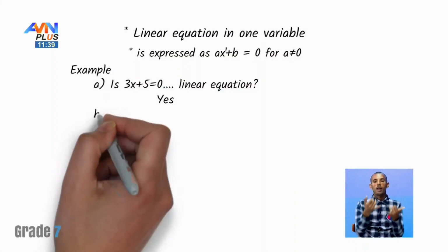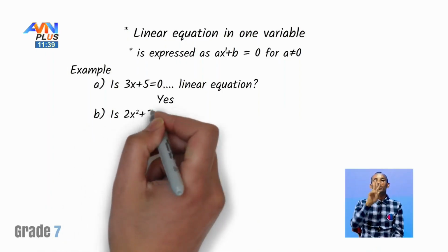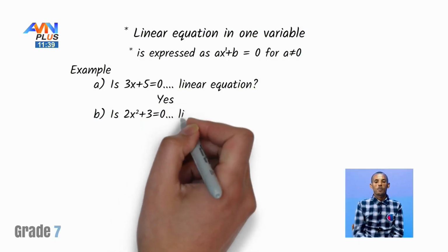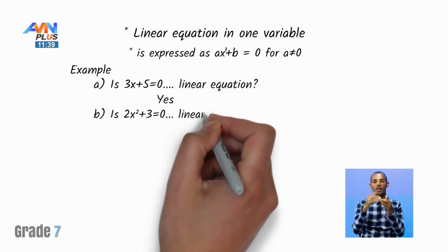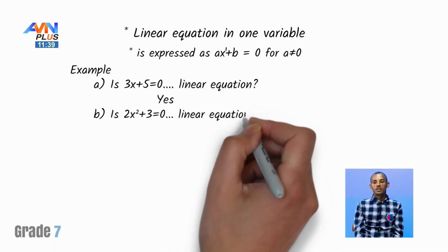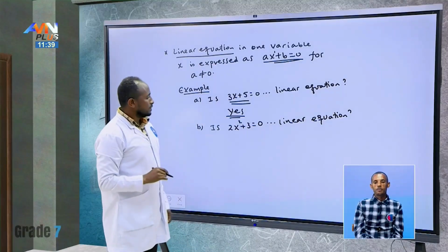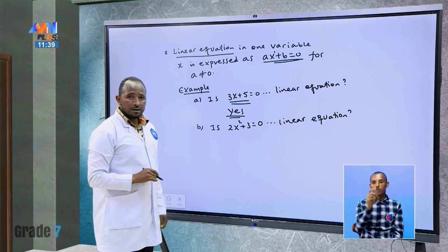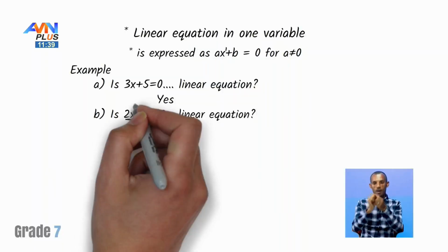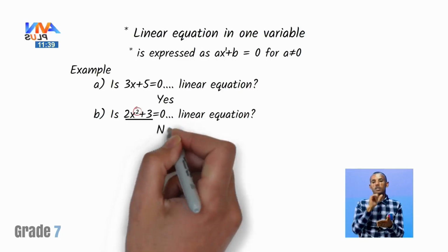Now, is 2x squared plus 3 is equal to 0 a linear equation? As you can see, this is not a linear equation. The variable x, its exponent is not 1, it is 2. Because of this, it's not a linear equation.